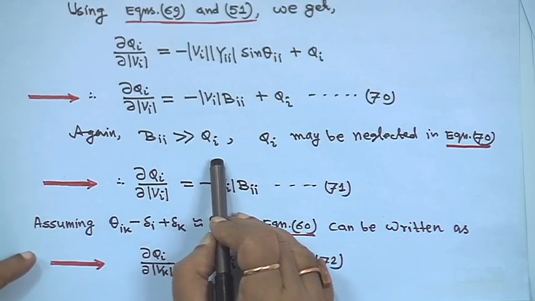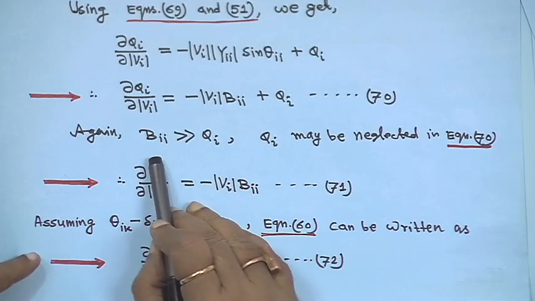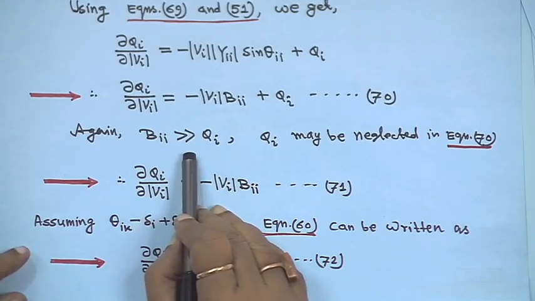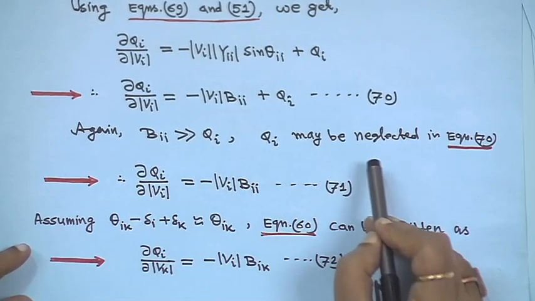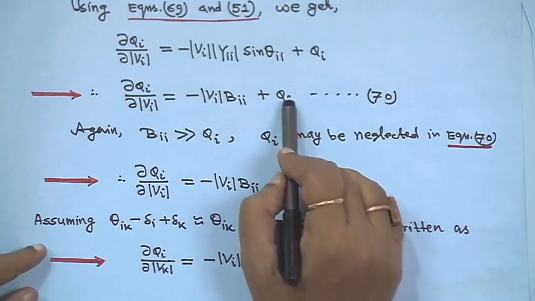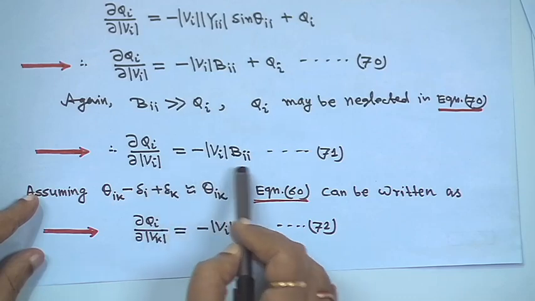Note that I told you earlier also that the values q I and B I both must be in per unit values, then this condition holds: B I much greater than q I, and q I may be neglected in equation 70. So, drop this one. If you drop this, then delta q I upon delta V I will be minus V I B I.